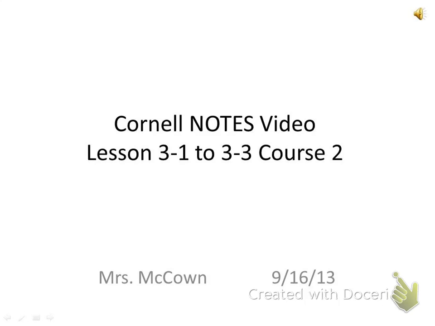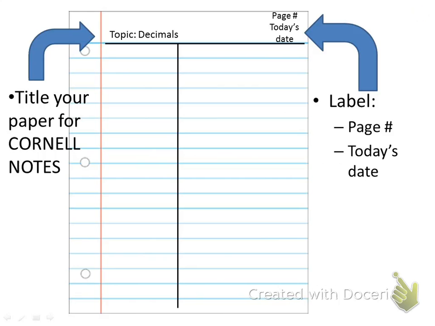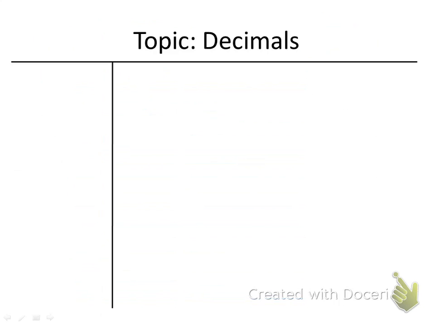This is Course 2, Cornell Notes, Lesson 3.1 to 3.3. Today we're talking about decimals. So in your topic of your Cornell Notes, write decimals. Write today's page number in the top right-hand corner. Make sure you fill in your name, the class, and the date. Decimals. That's what we're talking about today.